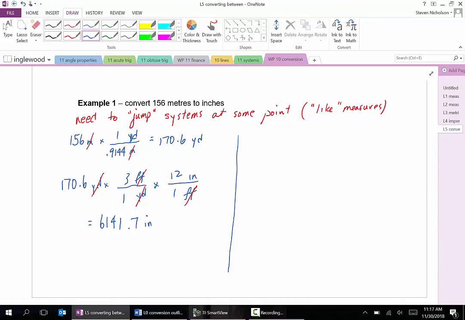So 156 meters is 6,141.7 inches. And in this method, what I did is I got out of the metric system right away, and I used a nice relationship, a nice matching set. Yards and meters are very, very close. They're almost the same, and I got that. Well, our other method is to stay in the system until we get a matching unit.